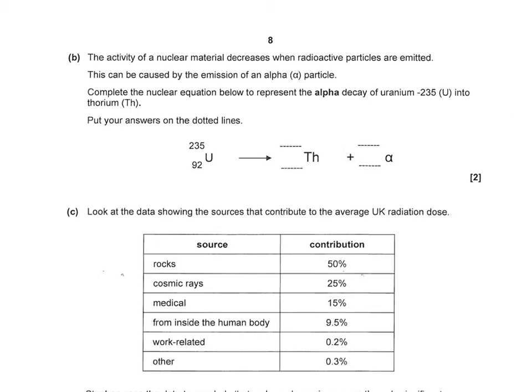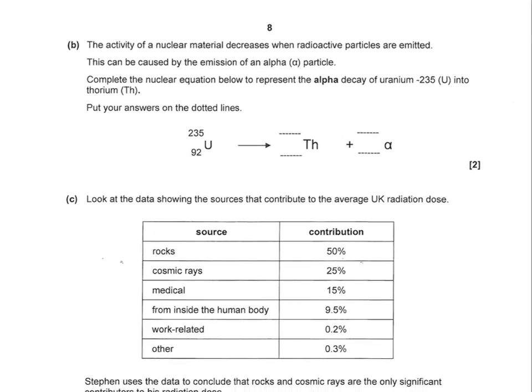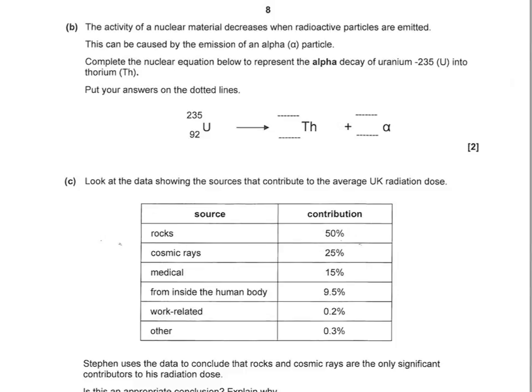The activity of a nuclear material decreases when radioactive particles are emitted. This can be caused by the emission of an alpha particle. Complete the nuclear equation below to represent the alpha decay of uranium-235 into thorium. Put your answers on the dotted lines. So you need 231 there, and 90, and an alpha particle, remember, is 4, 2. It's a helium nucleus. So that's how you know how to put this, and then all you're going to do is take 4 away from that one, and 2 away from that one.